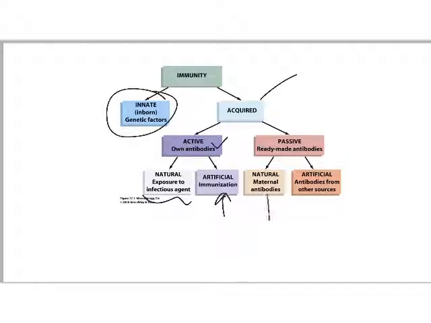And then passive is when you're given antibodies. It can be natural, which is from the mom. Antibodies can cross the placenta, or they can be transmitted in breast milk, or we can give you antibodies from other sources. We can give you an antibody injection. So we could give you IgG.